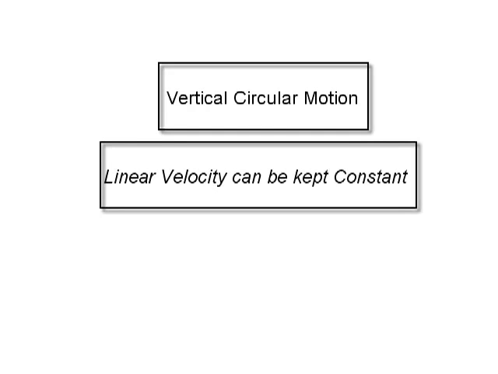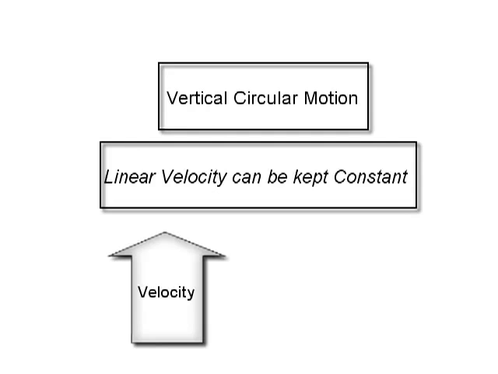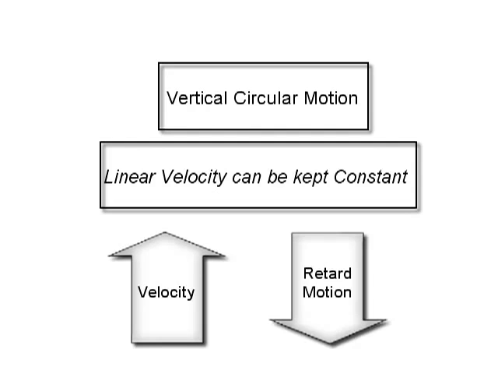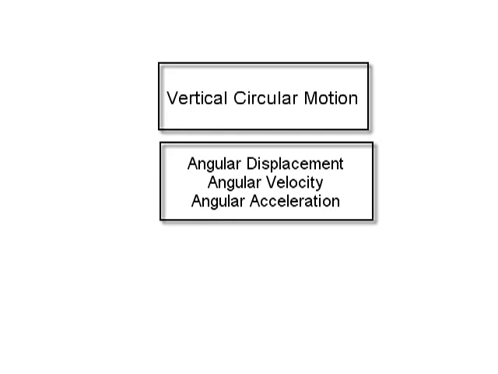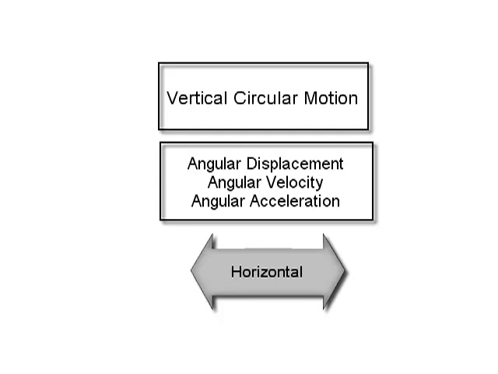In vertical circular motion, the linear velocity can be forcefully kept constant. But for that, you have to increase the velocity of the body when the body is moving up, and you have to retard the motion when it is coming down. But it can be kept constant. And when the body is moving in a vertical plane, its linear velocity is in the vertical plane, but the angular displacement, angular velocity, angular acceleration, all these quantities will be perpendicular to the vertical plane, that is, they are in the horizontal direction.